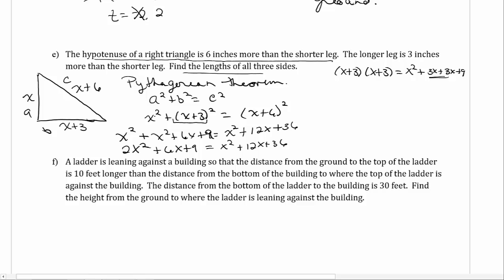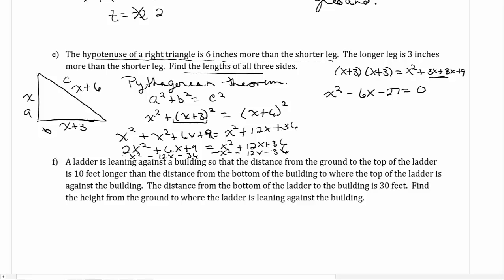We need 0 on one side of this, so we're going to subtract all of this, x squared minus 12x and minus 36. So 2x squared minus x squared leaves us with x squared, and 6x minus 12x is minus 6x, and 9 minus 36 gives us negative 27, and that equals 0 now.